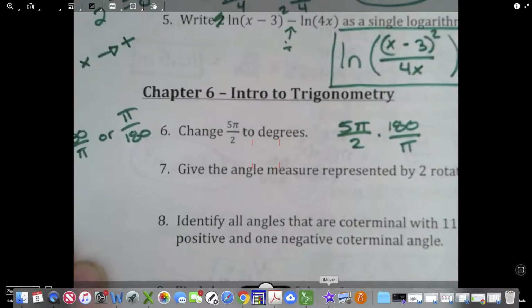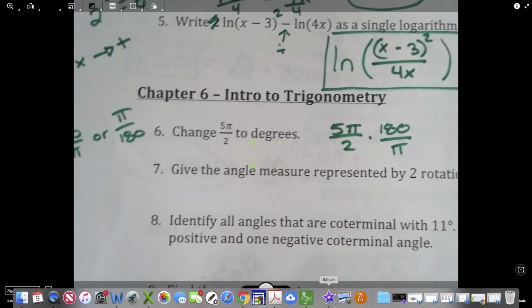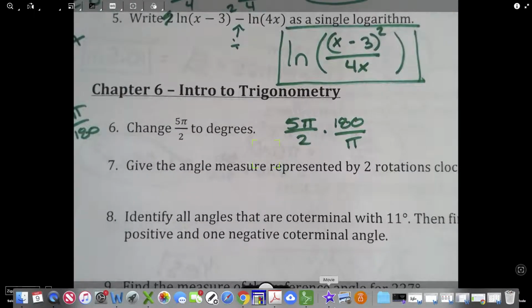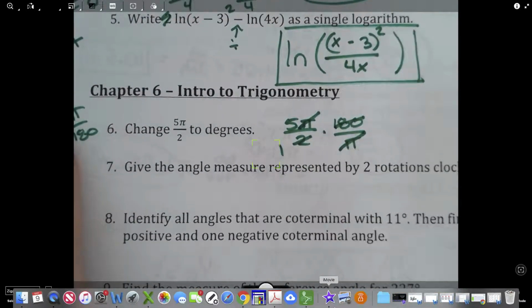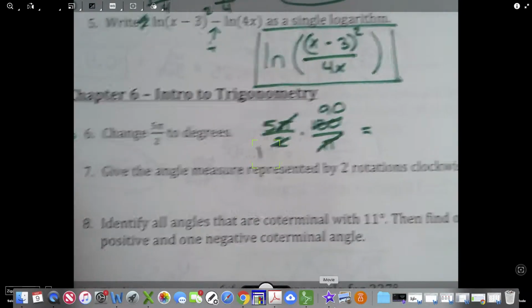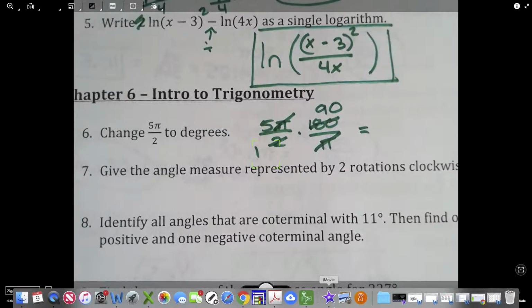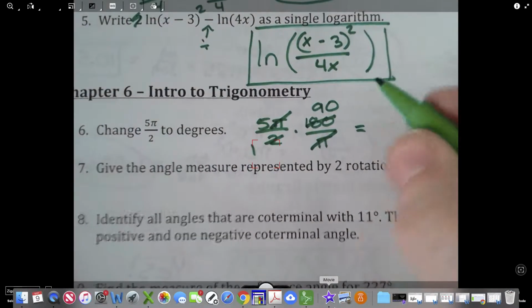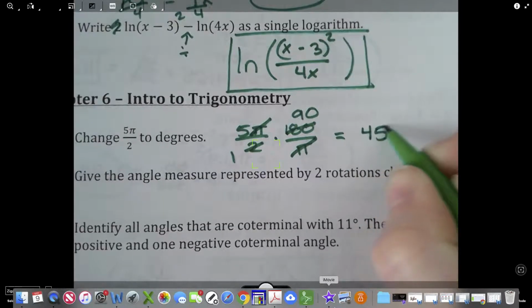My algebra kids are doing this right now. It's like stoichiometry. You want inches to cancel with inches, so you put one on the top and one on the bottom. Pi's cancel with pi's. Okay, what else would reduce? 90. 5 and 90 multiplied together. There's nothing else on the bottom. 5 and 90 multiplied together. 450 degrees is what that is now.